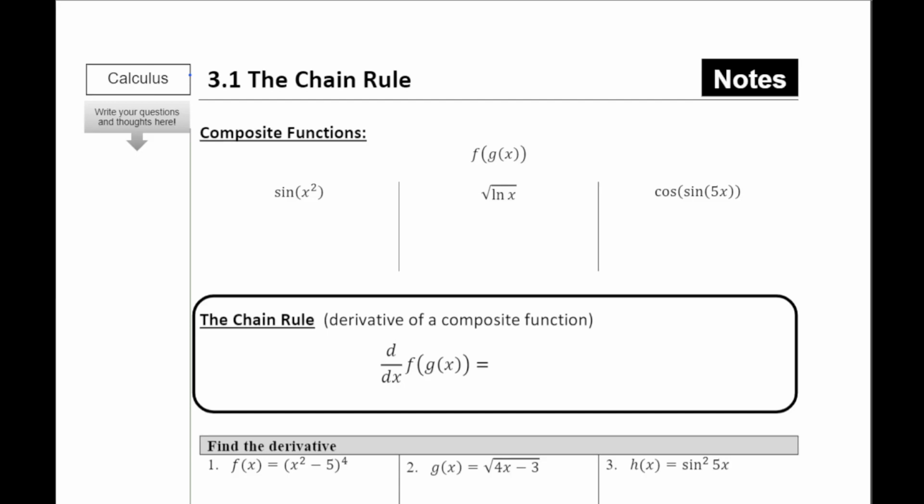3.1 Chain rule, a very fundamental skill you need to know how to do. So the first thing you want to recap is composite functions, which is when we have a function within a function. So here, like f of g of x.